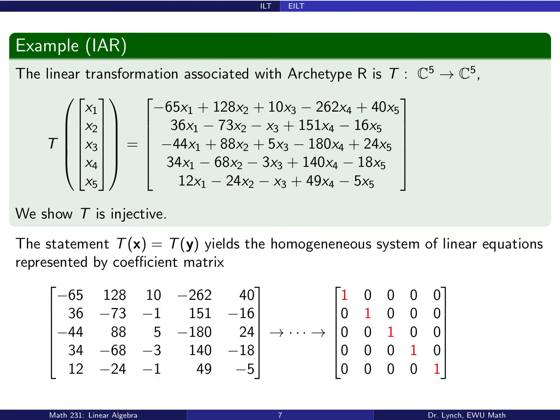And when you reduce that matrix to reduced row echelon form, you find that it reduces to the identity. Now, this has an implication in the case of a homogeneous system. We see then that the only solution to the related homogeneous equation must be 0. Since the only solution to T of z equals 0 is z equals 0, we see that x minus y has to be 0, and if x minus y has to be 0, then x is equal to y.